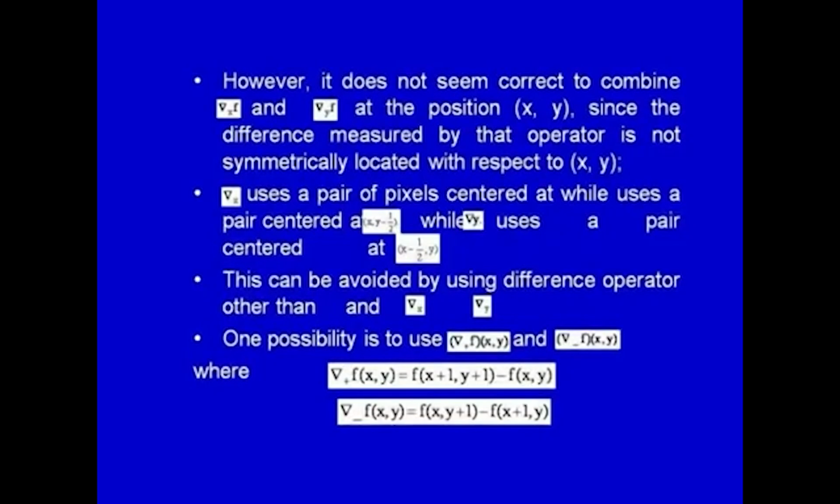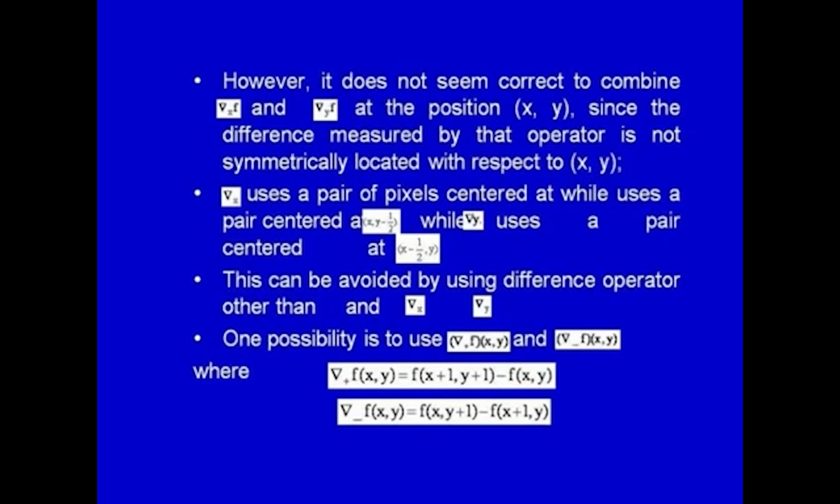However, it does not seem correct to combine the first derivatives of the function with respect to x and y at the position x, y, since the difference measured by that operator is not symmetrically located with respect to x and y. The derivative of x uses a pair of pixels centered at x minus half, y, while the derivative of y uses a pair centered at x comma y minus half. This can be avoided by using difference operators rather than derivatives of x and y.